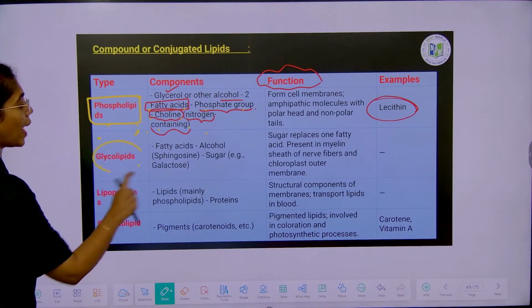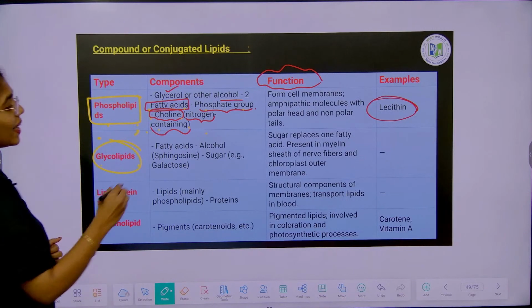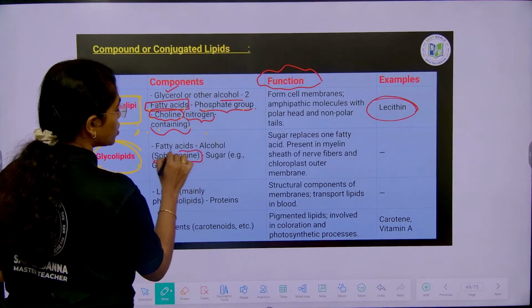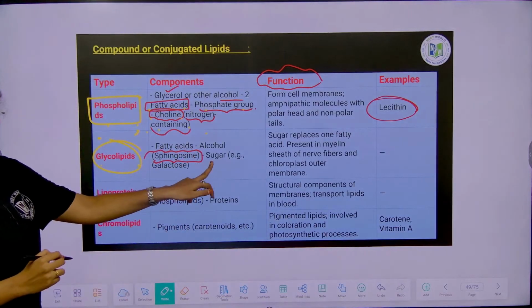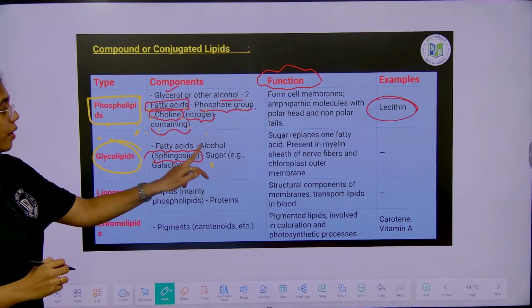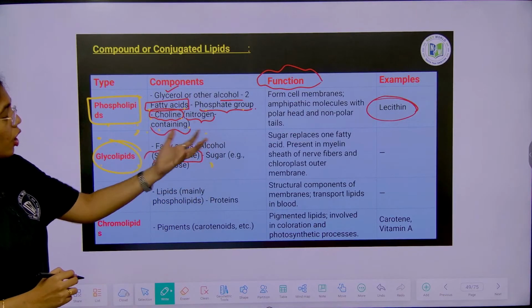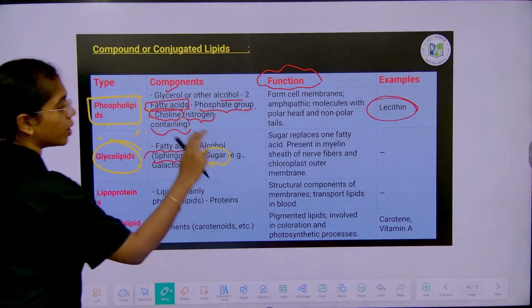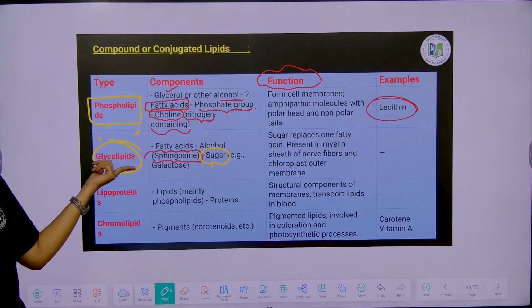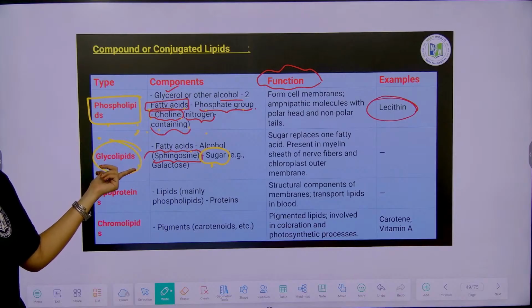Next is glycolipids. It has fatty acid, alcohol, called as what? Sphingosine, and sugar molecule. Okay, fatty acid along with glycerol, it has what? Sugar. That is why glycolipid. Synthesized where? In which organelle? Golgi bodies. Okay.